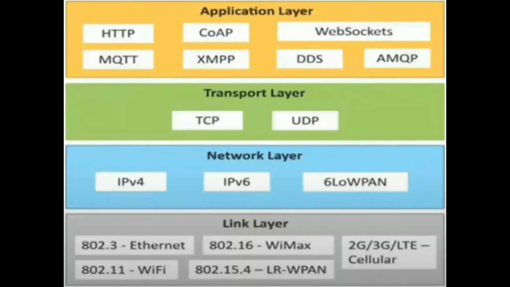Now let us see the diagrammatic representation of the different protocols in the different layers of the TCP/IP model. The application layer can have different protocols: HTTP, CoAP, WebSockets, MQTT, XMPP, DDS and AMQP. The transport layer has the major protocols TCP and UDP. The network layer has IPv4 and IPv6, and the link layer contains Ethernet, that is 802.3, Wi-Fi, that is 802.11, and WiMAX, and we already know about 2G, 3G and LTE, which are the cellular protocols. Now let us see them one by one.